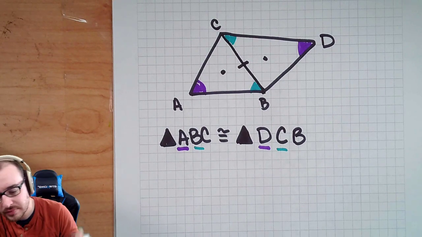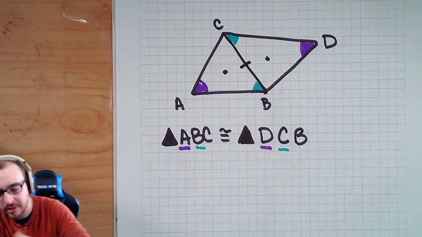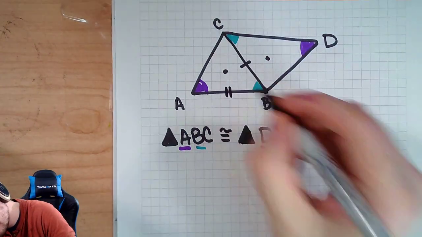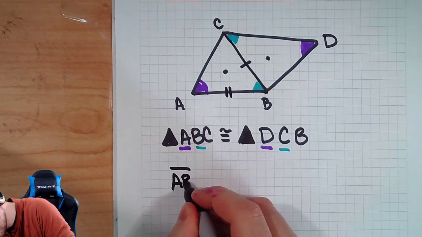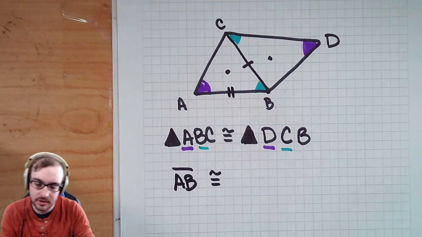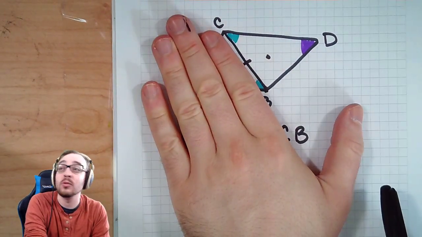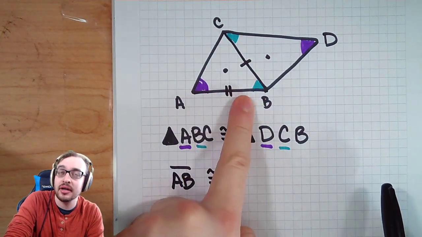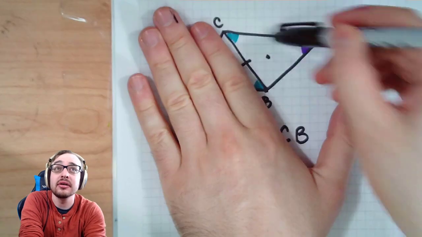Well, if you look, between the purple and the blue angle on the first triangle is side AB, right? So side AB will be congruent to what side on here? Well, you can use the angles to help you out, right? Between the purple and the blue was AB, right? Between purple and blue here is CD.